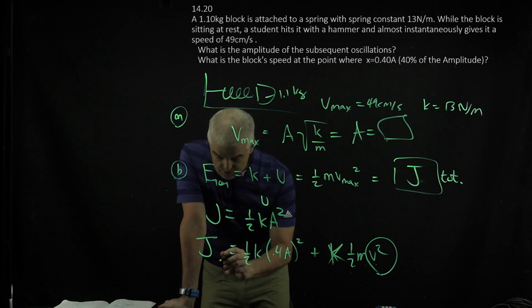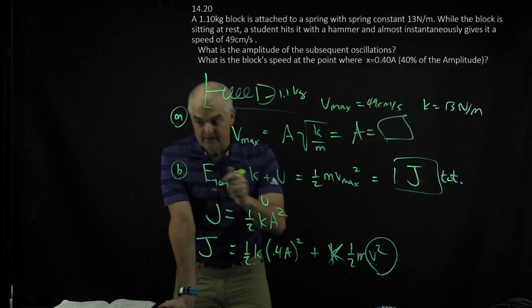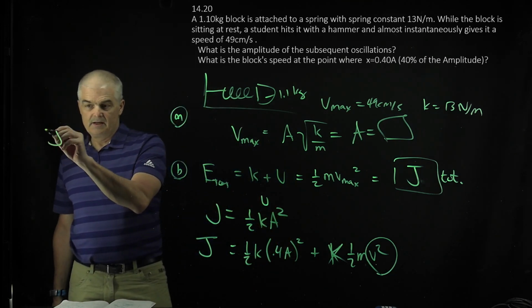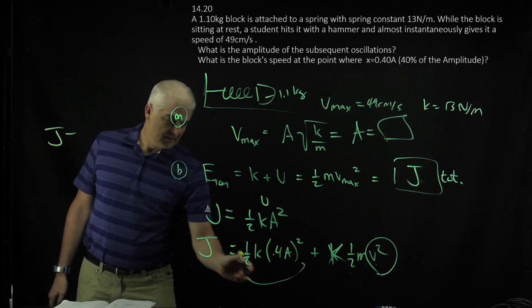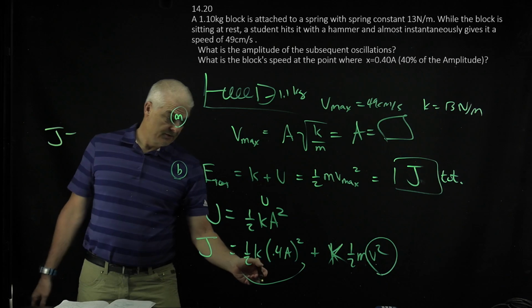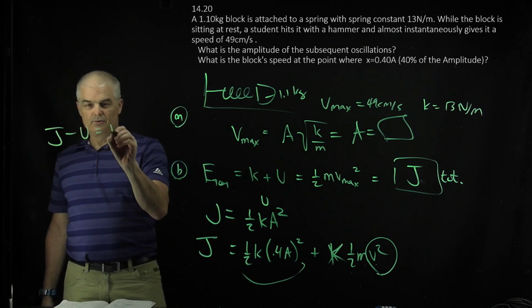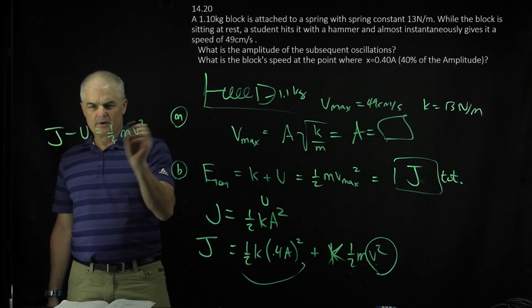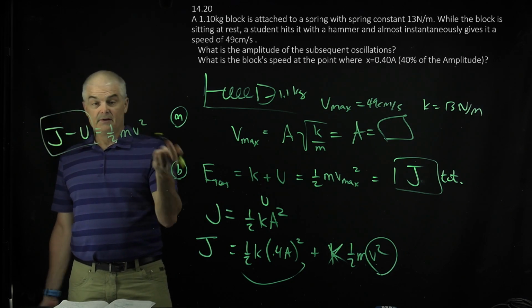Or conversely, you could just say, whatever J is minus this, J minus the potential energy, U, equals 1/2 mv squared. Once you find this, solve for v. There you go.